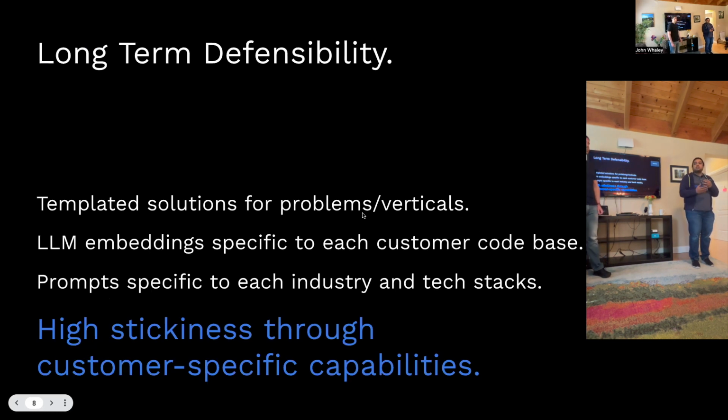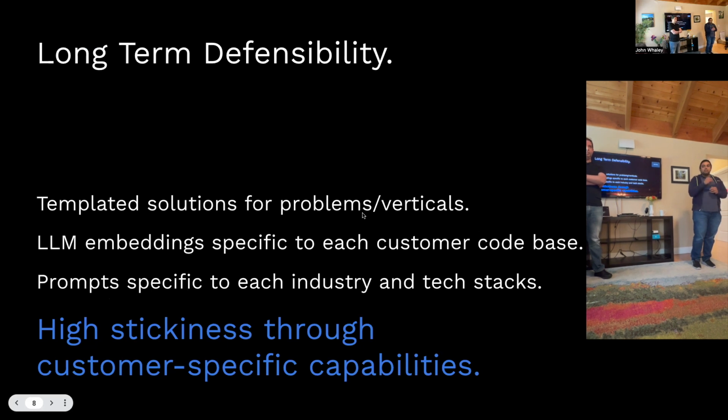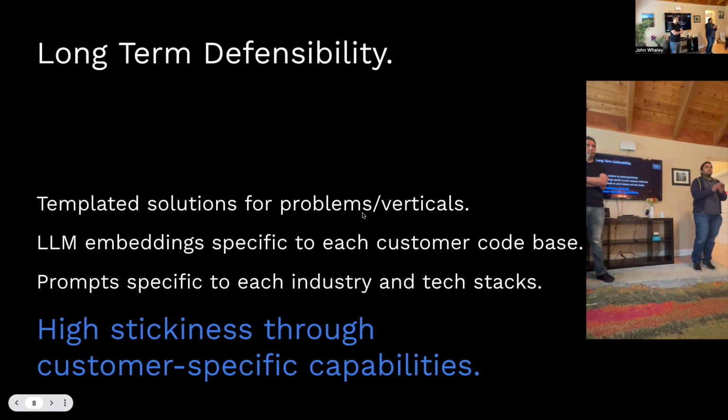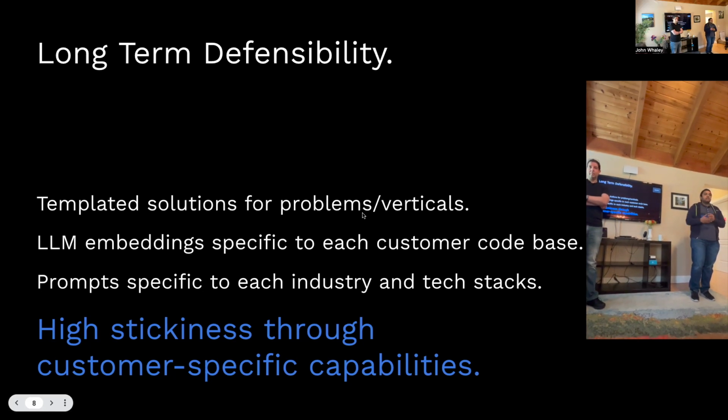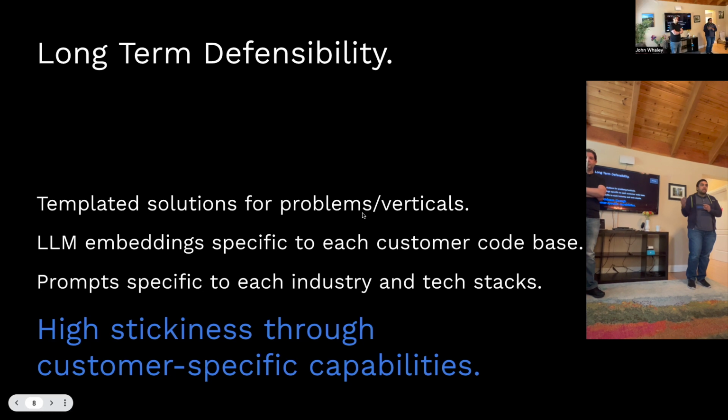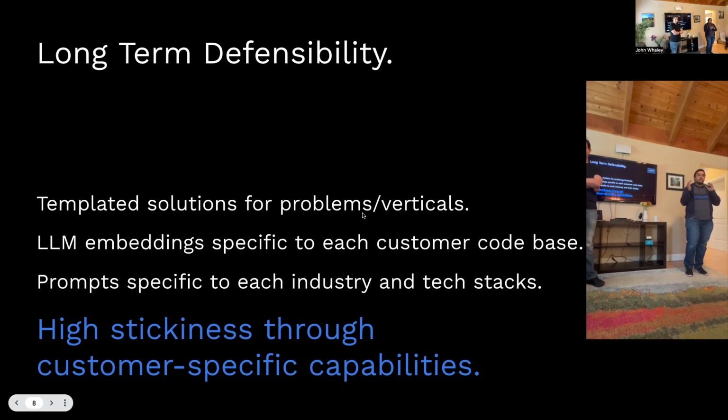This leads us to our long-term goal. We want to build a high stickiness through customer-specific capabilities. We talked earlier about how we're aiming to build prompts that are specific to each industry and tech stack so that we can tailor our questions to users' specific needs. Beyond that, we want to take it a step further by building embeddings specific to each customer's code base and needs. That way we can produce code and applications that are 10 times better than any incumbent or competitor can provide, keeping us as a sticky platform for our customers.